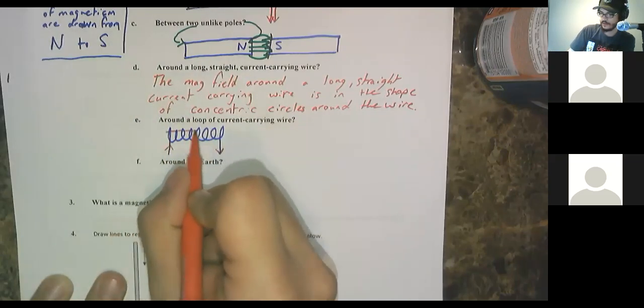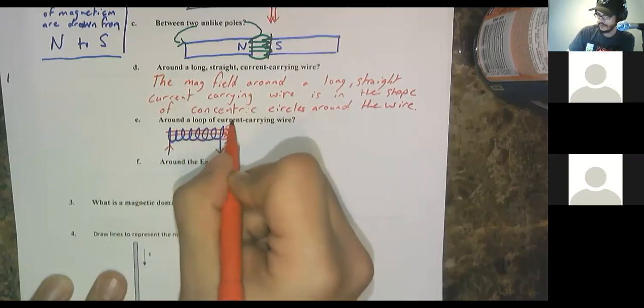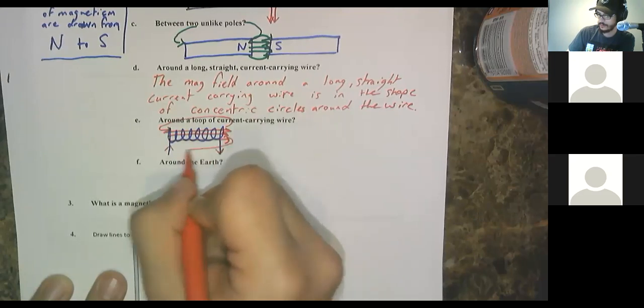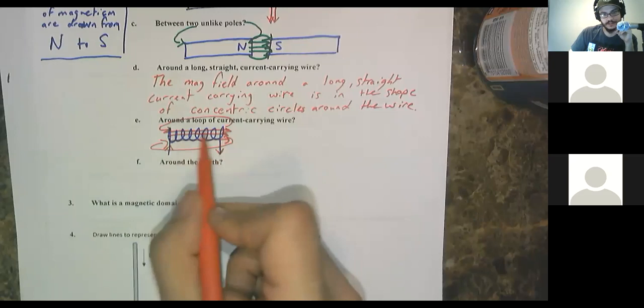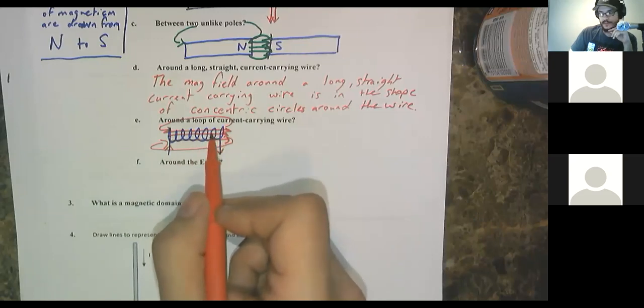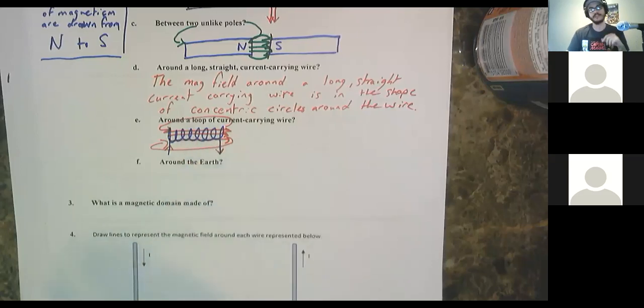So all of these end up pointing this way from every single loop. And then at the ends, it arcs around like a bar magnet. So it's like a bar magnet, but in the middle of that current carrying loop, you get this extremely concentrated, powerful field.